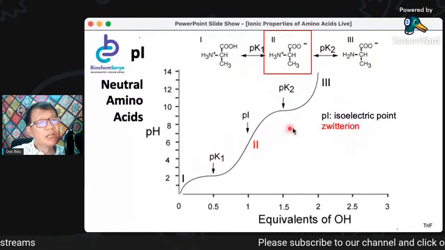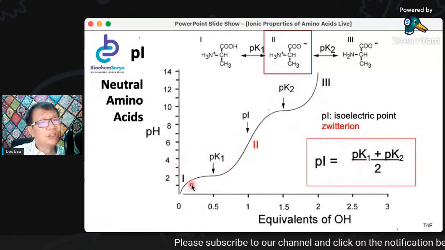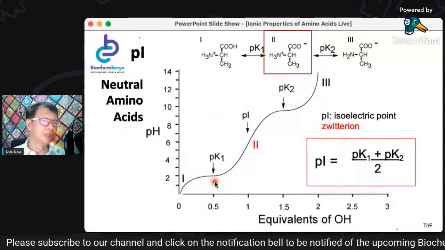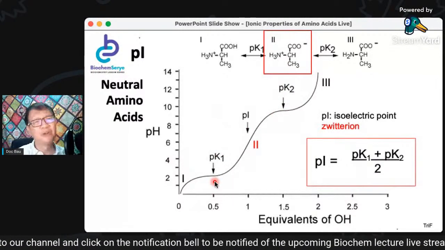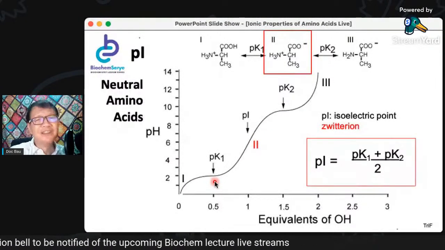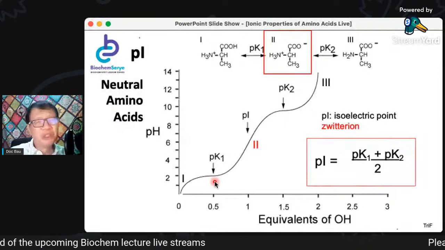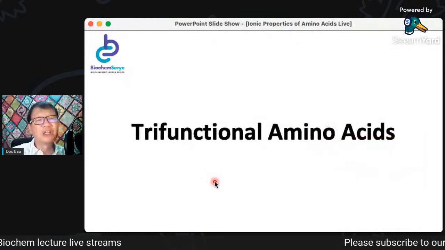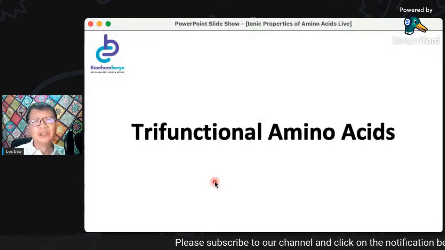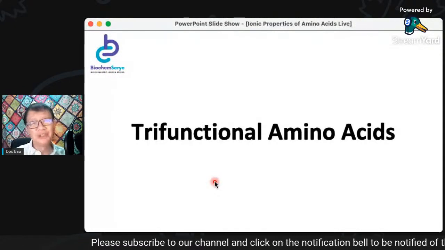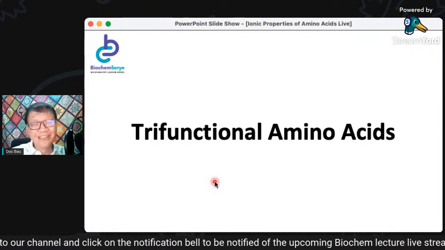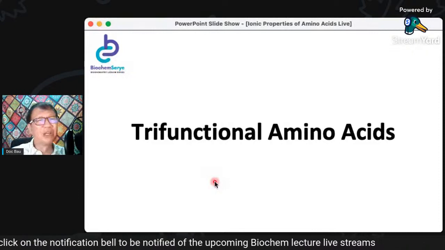And for neutral amino acids, it's simple. It's just the average of your two pKa values, because you don't have any choice, right? You have only two pK values, so you have no problem with that. The problem comes when you are dealing with trifunctional amino acids. What do we mean by trifunctional amino acids? All amino acids will have at least two functional groups. You have your carboxyl group and your amino group, but 7 of the 20 will have a third functional group.